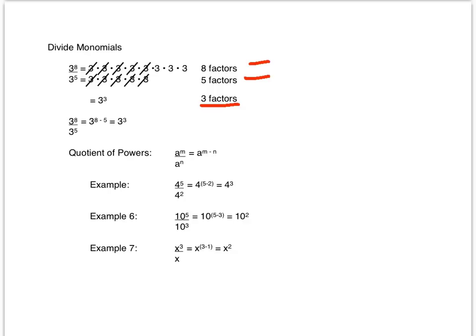minus n. Some examples for you to look at are 4 to the 5th power divided by 4 to the 2nd power. We could rewrite that as 4 to the 5 minus 2, or 4 to the 3rd power. In the next example, we have 10 to the 5th power divided by 10 to the 3rd power. We could rewrite this as 10 to the 5 minus 3 power, or 10 to the 2nd power. The next example has variables. So we have x to the 3rd power divided by x. Recall that when x is alone, it still has an exponent of 1, so it would be x to the 3 minus 1, or x to the 2nd power.